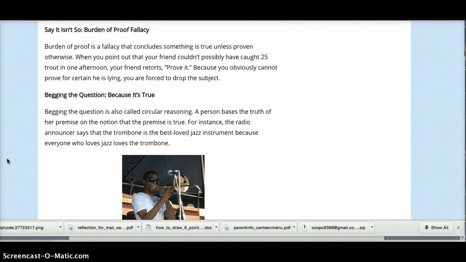Say it isn't so, so the burden of proof. The burden of proof is a fallacy that concludes something is true unless it's proven otherwise. So when you point out that your friend couldn't possibly have caught 25 trout in one afternoon, and your friend says, "Prove it." Because you obviously cannot prove for certain that they are lying, you're forced to drop the subject. So say it isn't so, burden of proof means that without proof, we assume that it is true.